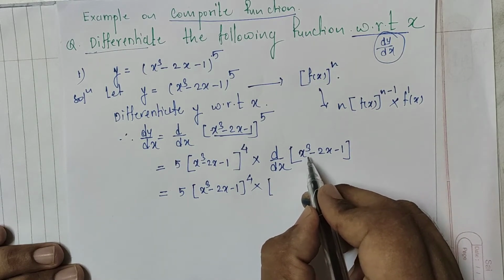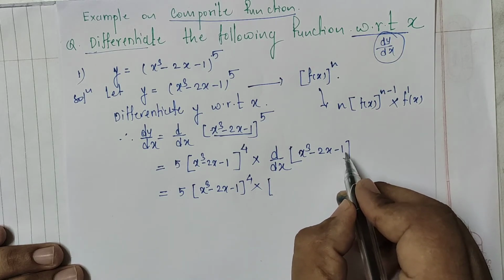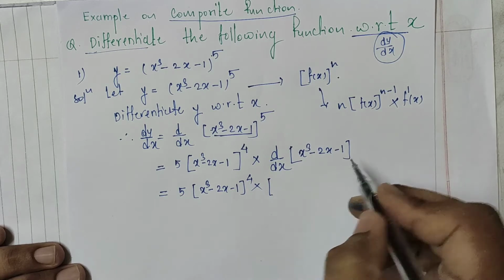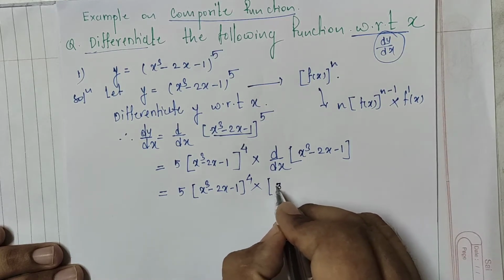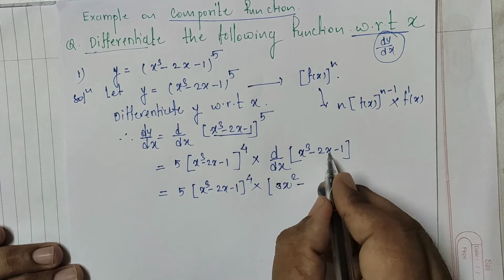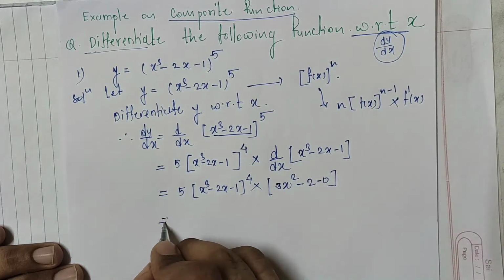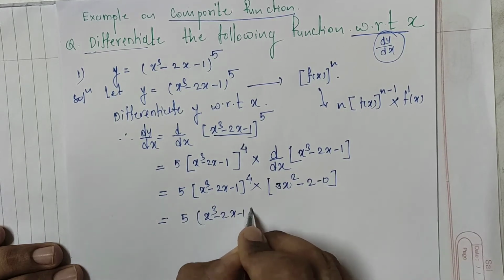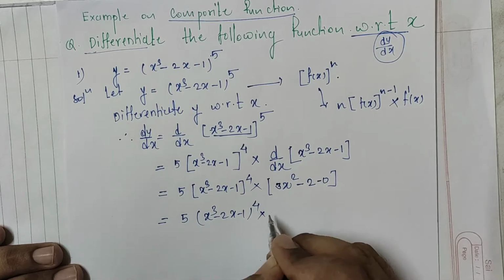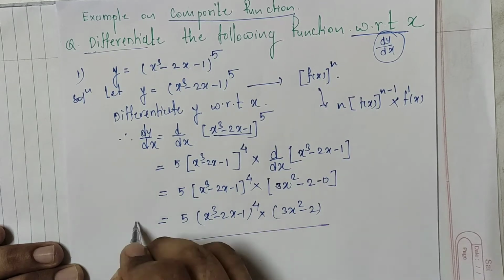First one is x cube, second one is minus 2x, and third is minus 1. In minus 1 there is no x variable present, therefore it is taken as a constant function. We know that the derivative of a constant is 0. So first, x cube means x raised to n, its derivative is 3x square, minus 2x, x derivative is 1, minus 2 as it is, 1 derivative is 0. Therefore we get the required solution: 5 (x cube minus 2x minus 1) bracket raised to 4 into (3x square minus 2). This is the required derivative.